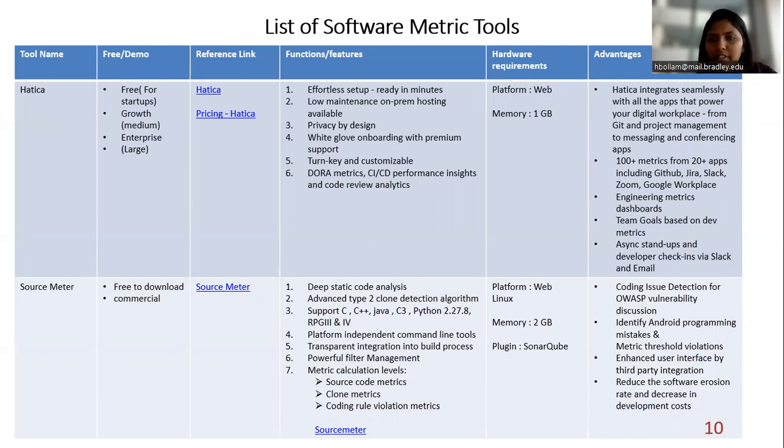And coming to the advantages, the main advantage is that it helps for security purposes, like it detects coding issues and vulnerabilities in the code, along with mistakes in Android programming and metric threshold violations. And here we can integrate this with many third-party vendors. And overall, SourceMeter will reduce the software erosion rate and decrease the development cost.